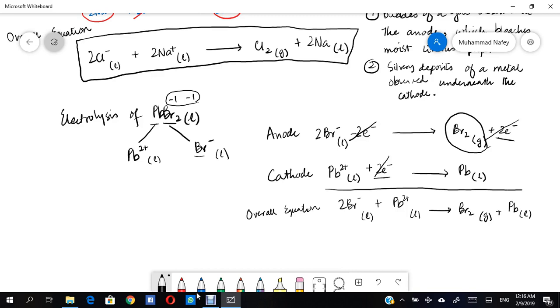The question that arose in my mind was: what will happen if we electrolyze, let's say, molten copper sulfate? So things apparently seem to be pretty simple. What happens is that copper sulfate basically comprises copper ions and sulfate ions.